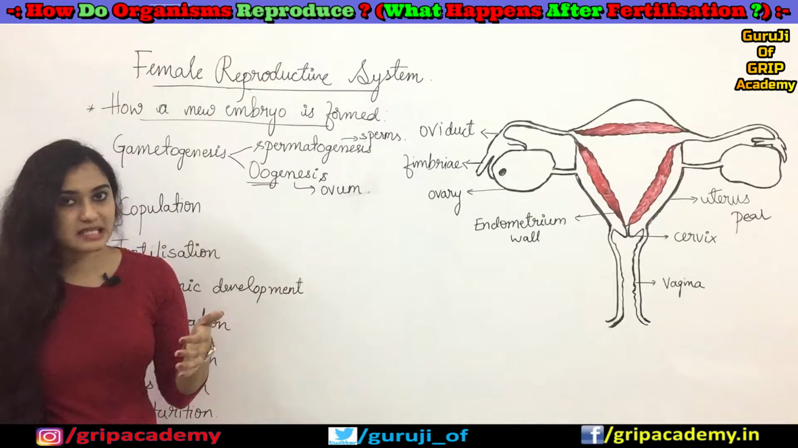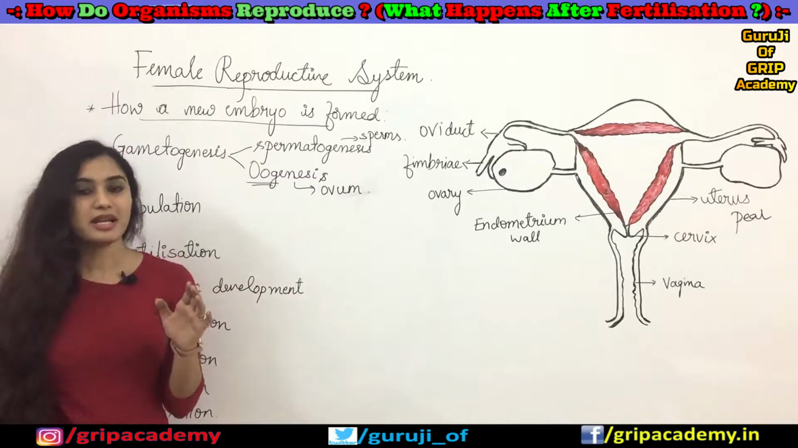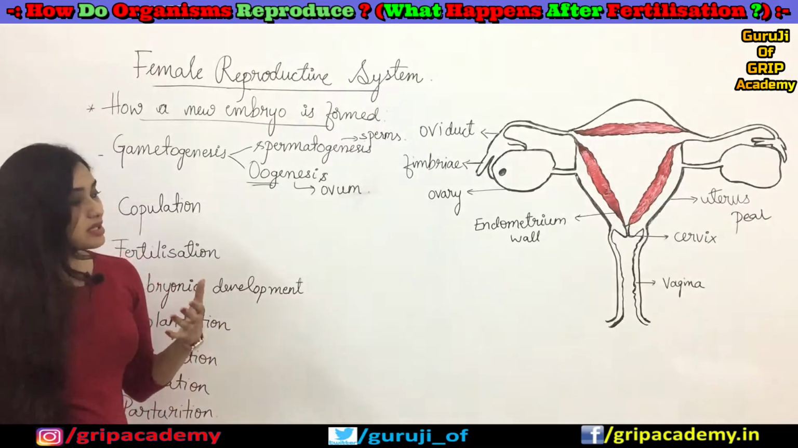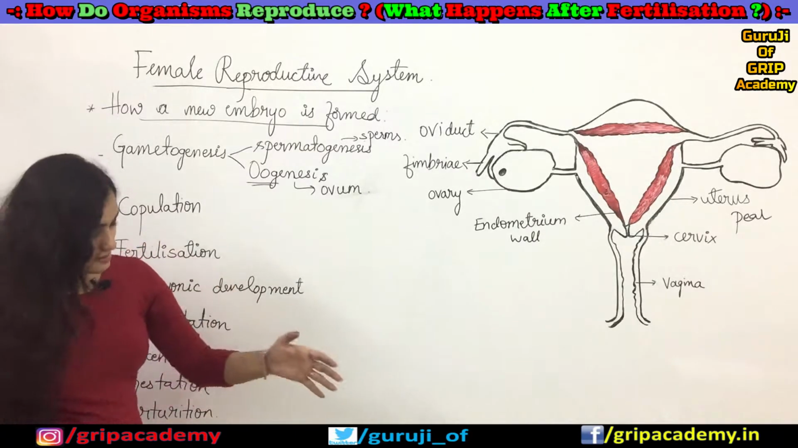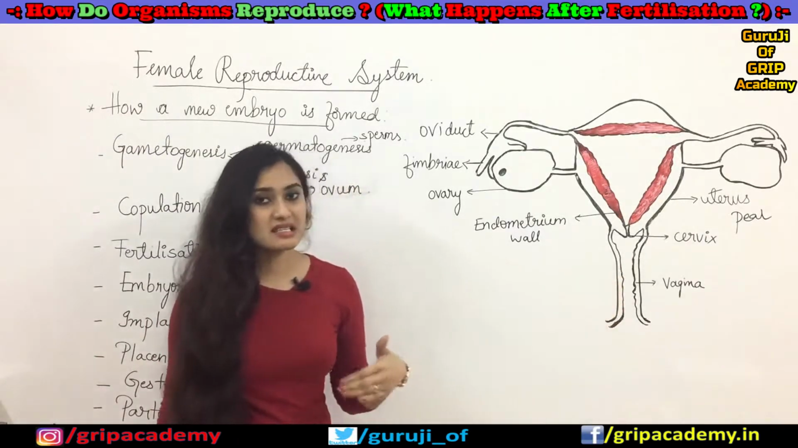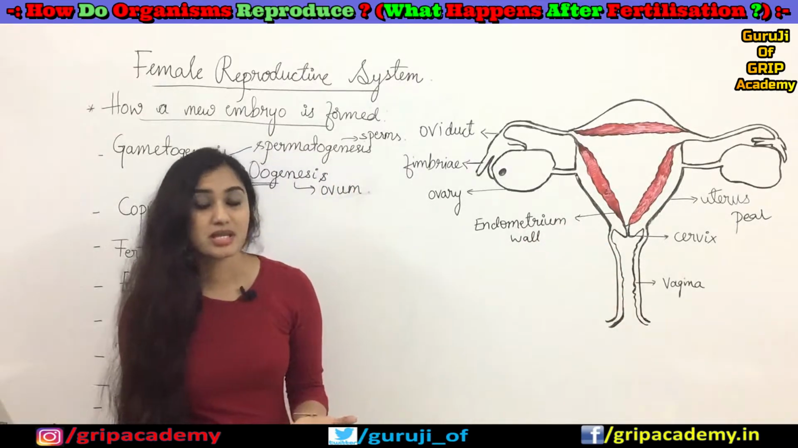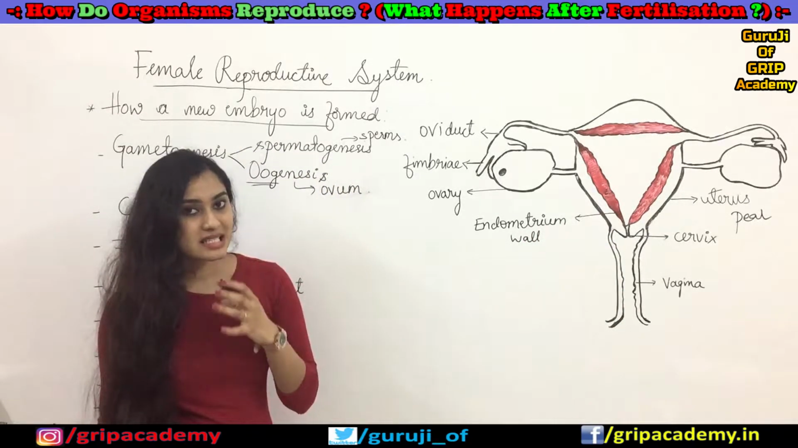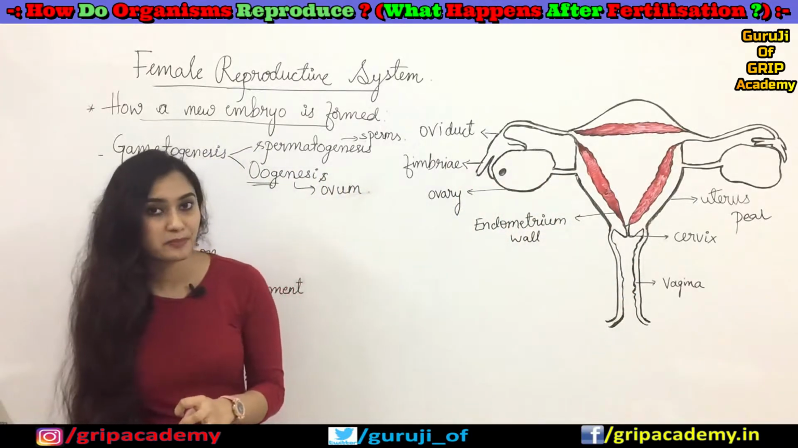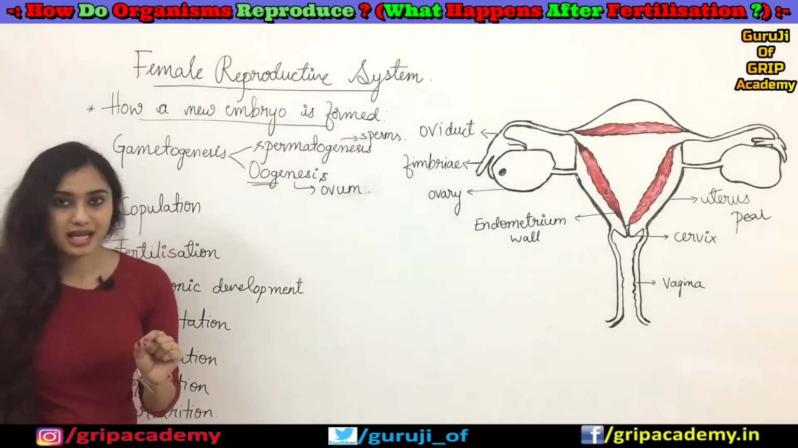So what is the next step? The next step is copulation, that a couple has to undergo sexual intercourse, and then what happens is, when the penis is inserted inside the vagina, there is a release of sperms inside the female reproductive tract, right? So that there is a chance that the sperm and ovum can meet. That is the next step, which we call fertilization.